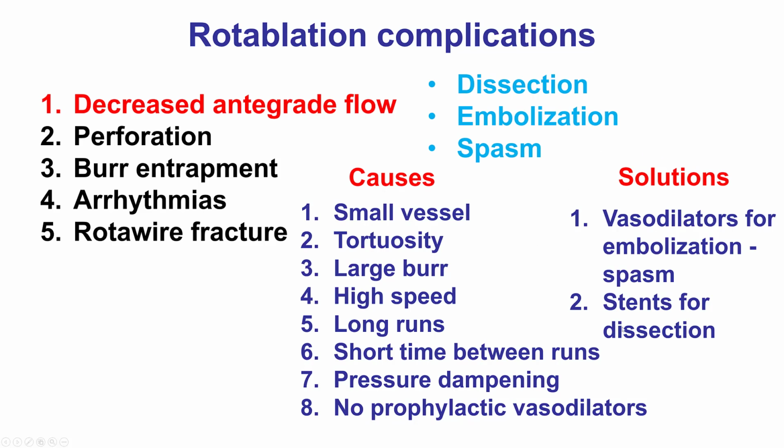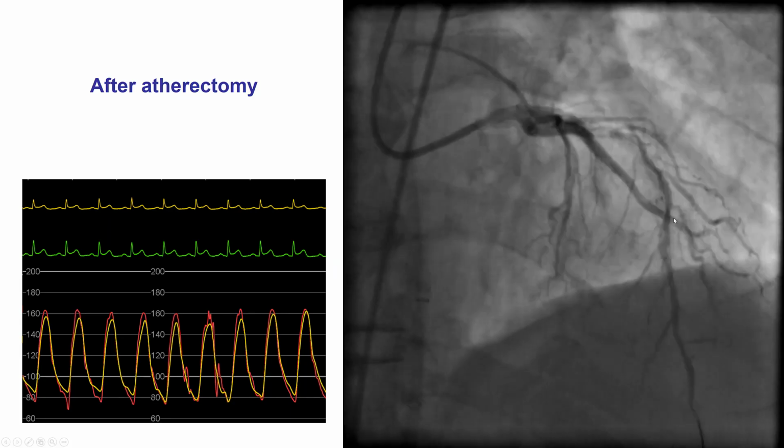What to do? If dissection is the problem, then stenting is the answer. If embolization is the problem, then giving vasodilators usually provides relief, and those can be nicardipine, nitroprusside, verapamil, as well as adenosine. And ideally, those should be given through a microcatheter to allow delivery in the vessel that has the no-reflow and the distal embolization.